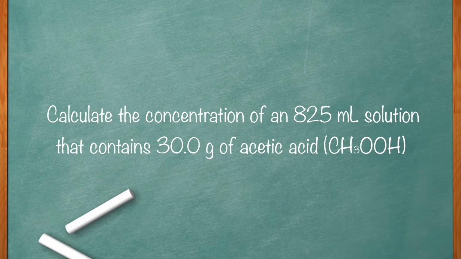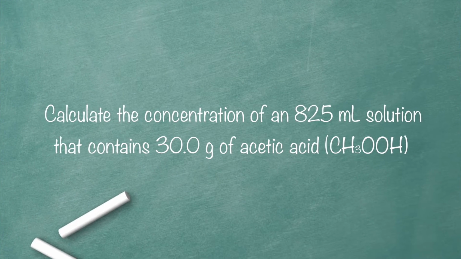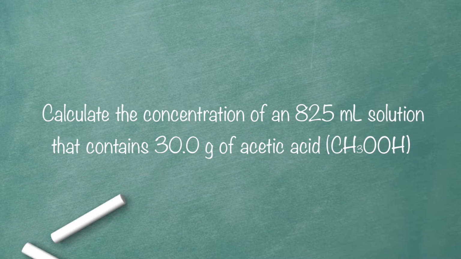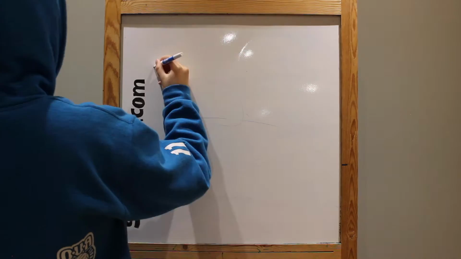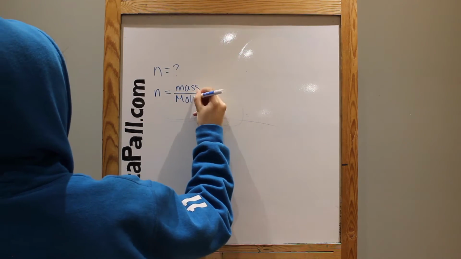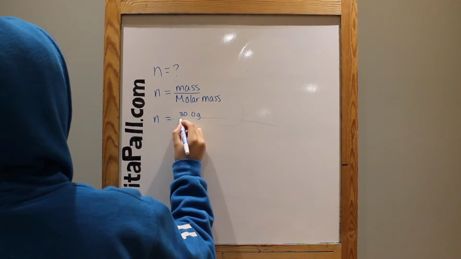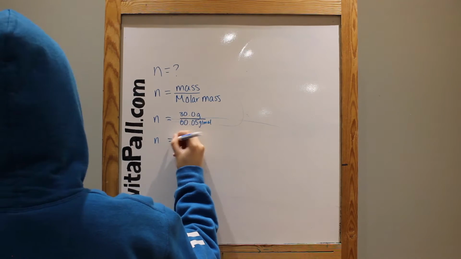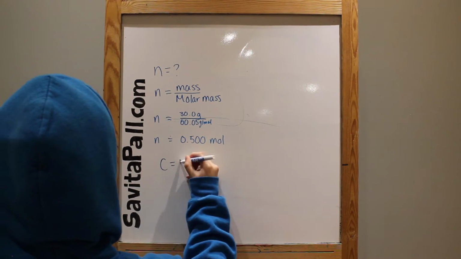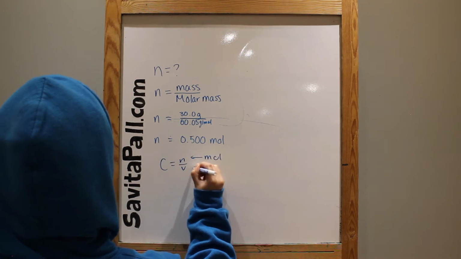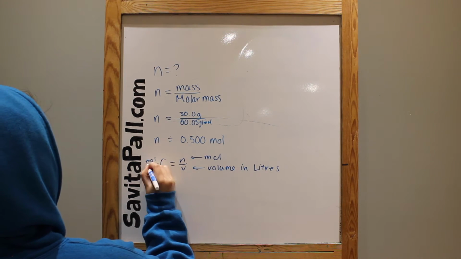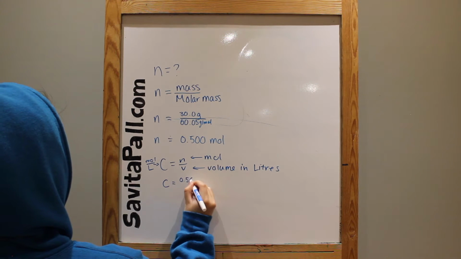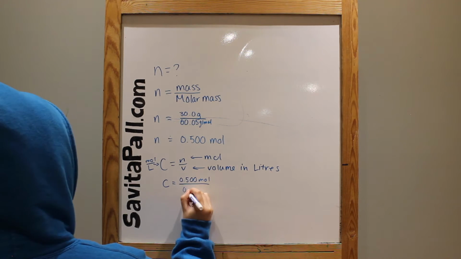So our first sample calculation is calculate the concentration of an 825 milliliter solution that contains 30 grams of acetic acid. So the first step is to convert the amount of grams to moles using the mass over molar mass equation. Next, we use the concentration equation, C equals n over V, where n is the amount of moles and V is volume in liters, and C the concentration measured by molarity, which is the units of moles per liter.